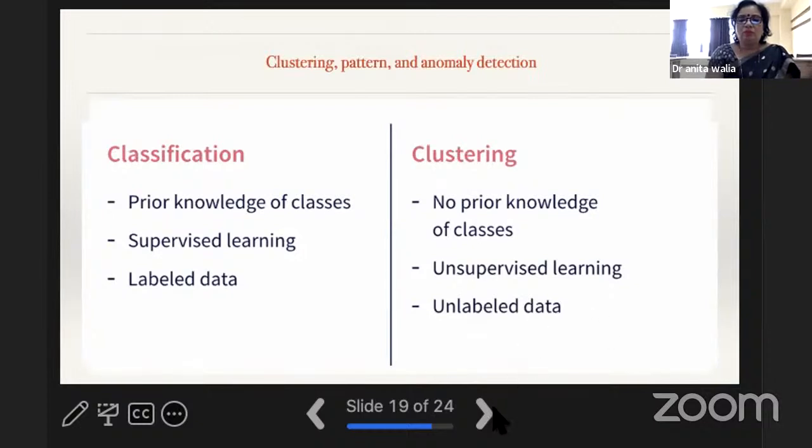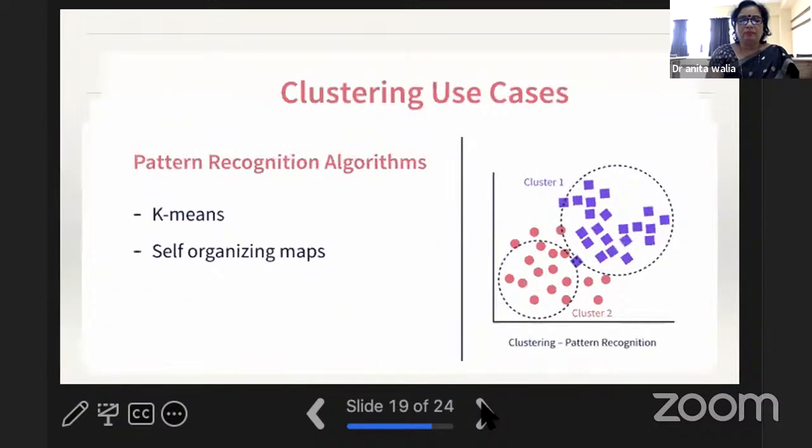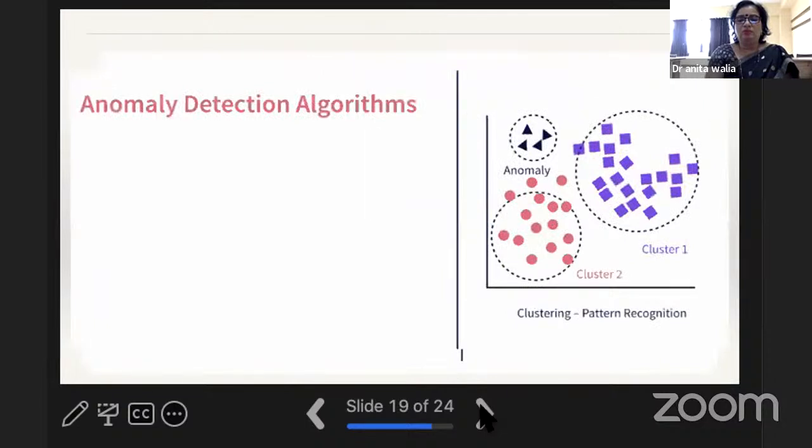You can break a clustering problem into two use cases: pattern recognition and anomaly detection. In a pattern recognition problem, the goal of the underlying machine learning algorithm is to discover groups with similar characteristics. Some examples of pattern recognition algorithms are k-means and self-organizing map. On the other hand, in an anomaly detection problem, the goal of the underlying algorithm is to identify the natural pattern inherent in the data and then discover deviations from the natural pattern.